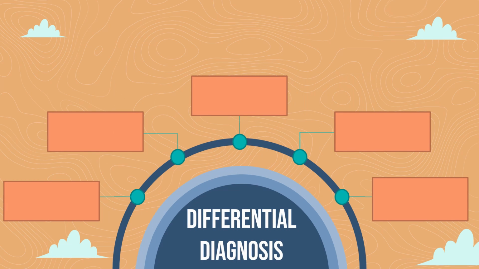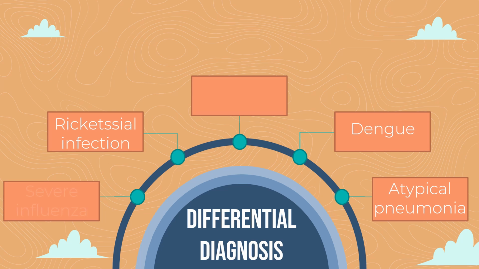Differential diagnoses such as dengue, rickettsial infections, atypical pneumonia, severe influenza, and hantavirus were considered. Dengue was a possibility as it was epidemiologically common and presents a similar pattern. Rickettsial infection was considered since they have a similar presentation with multi-organ involvement.